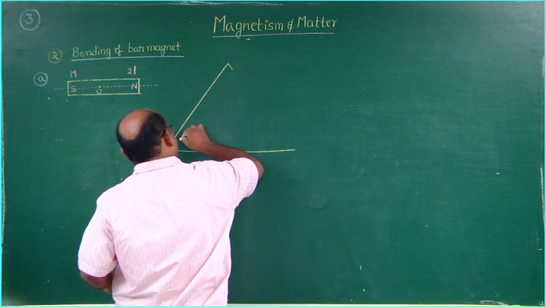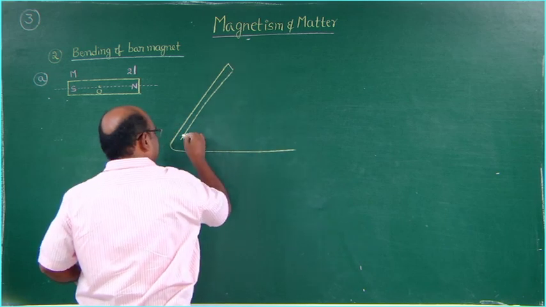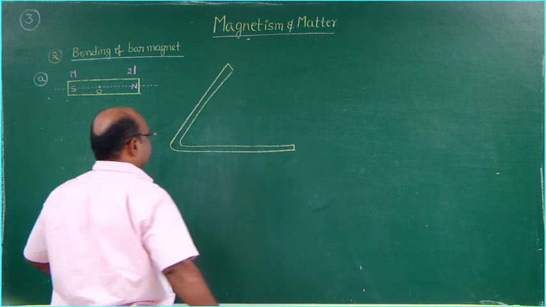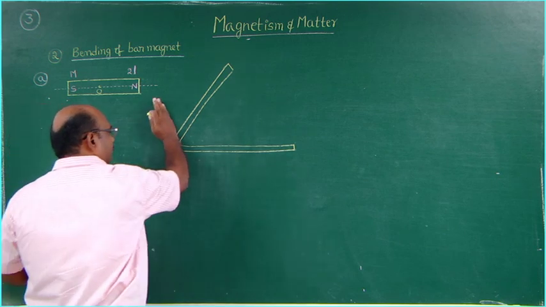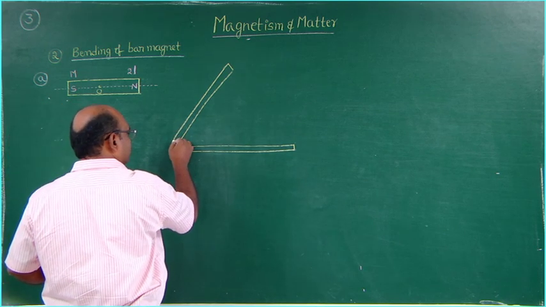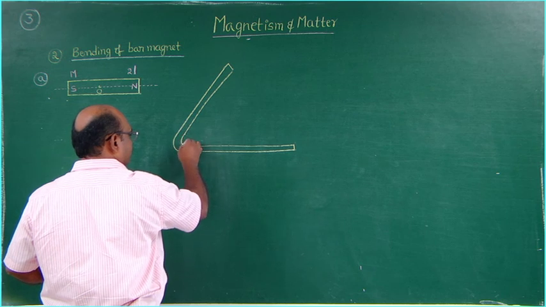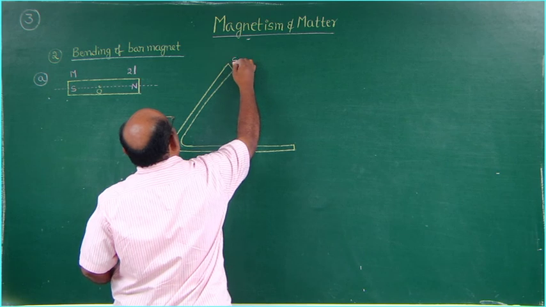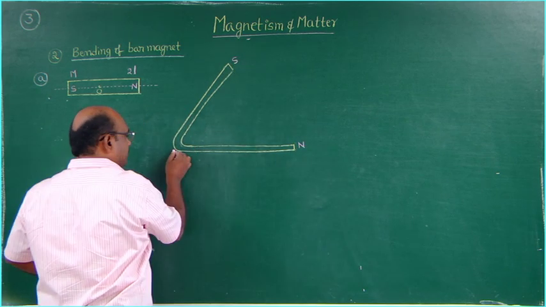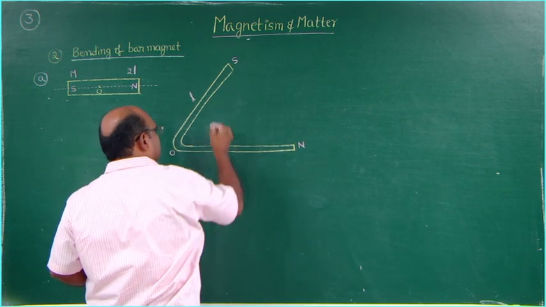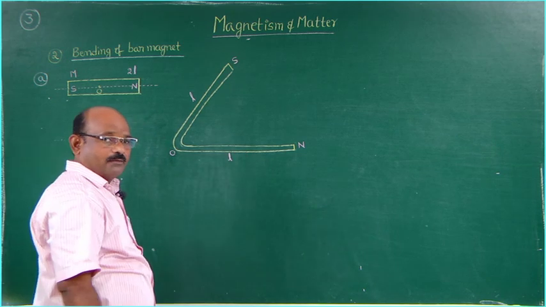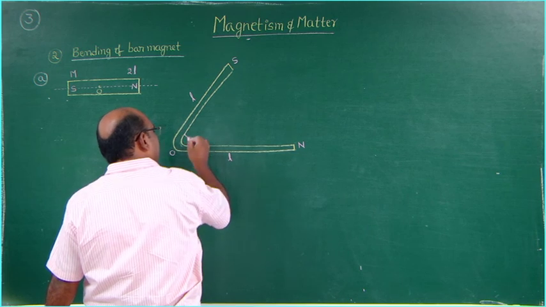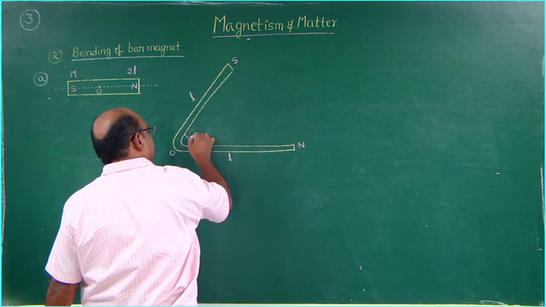That means it is bent at the midpoint such that it makes an angle theta. The bar magnet is bent as shown in the figure. See, this is the south pole, this is the north pole, and this is the midpoint. What about this length? This is L and this is L, because the total length of the magnet is 2L. And see the angle, this is theta.